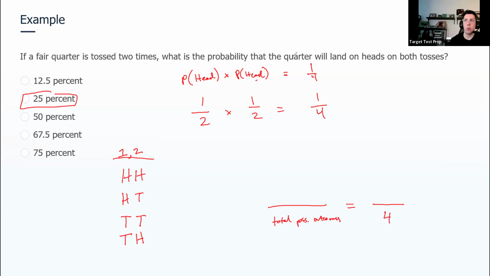Now, if we wanted to say, okay, we're getting heads on both tosses, that's 1/4, right? It's right there. But then I said, what if I instead asked, what's the probability that the quarter will land on 1 heads, 1 tails, in any order? And some of you said, well, that's also 25%. So it's a half times a half, right? Well, let's look over here. There's still 4 total possible outcomes. But how many of them are 1 heads and 1 tails?